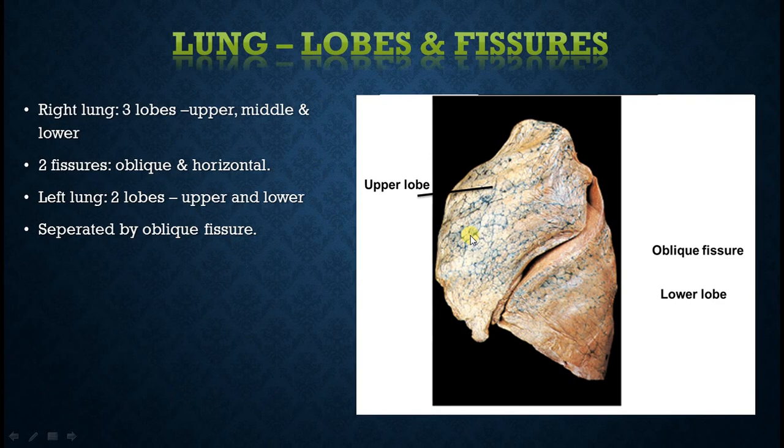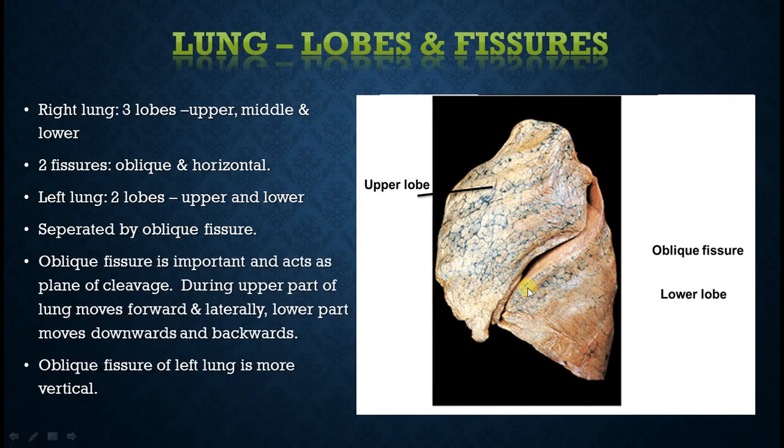Now the oblique fissure is very important because it is the line or plane of cleavage, because during inspiration the upper part of the lung moves forwards and laterally, and the lower part moves downwards and backwards.